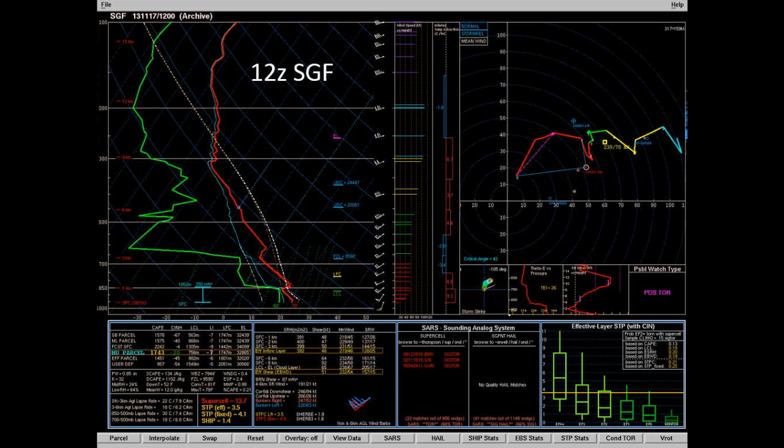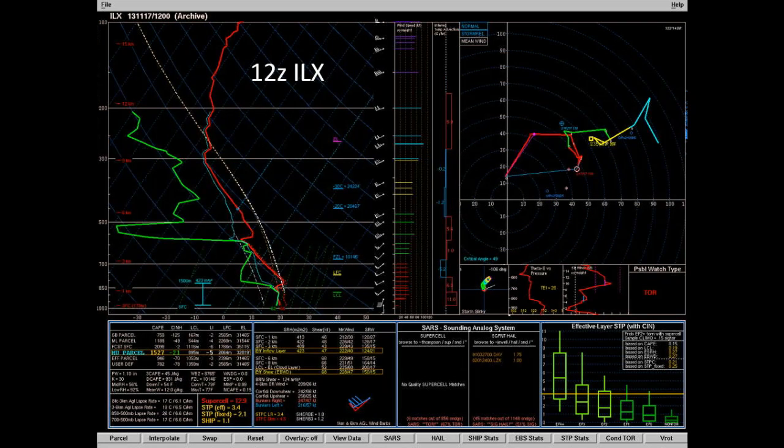Springfield that morning. Again, this is a November case, so it's not as easy to get the elevated mixed layer established over the plains, but you do see some remnants, a shallower elevated mixed layer, and dew points at least in the 60s beneath that. Lincoln, Illinois, 12Z, slightly stable at the surface, but not much.